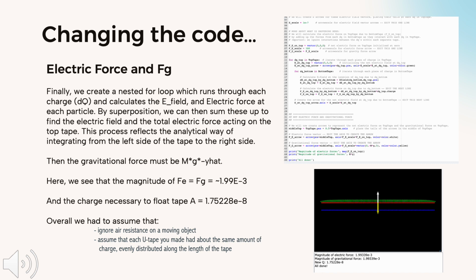Here we can see that after all of our calculation is done, we find that the electric force and the gravitational force are equal, and they're roughly 1.99 times 10 to the negative 3 newtons. And we find that the necessary charge to float tape A is 1.75 times 10 to the negative 8. To get these calculations, we had to assume that we can ignore air resistance on the top tape, and that each tape we made had the same amount of charge evenly distributed along the length of the tape.